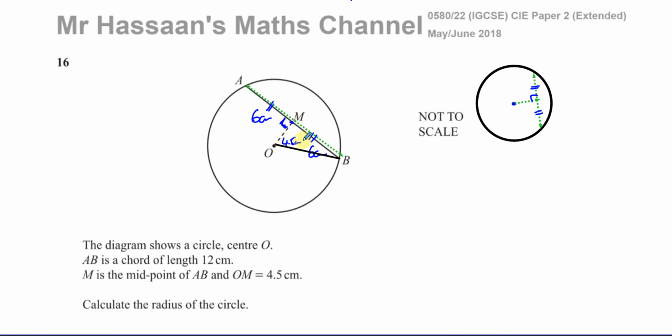So we have basically a right angle triangle that looks like this. Just draw it freehand. I know this is 4.5, and I know that this is 6 centimeters here. Let me just make it a bit clearer. So that's 6 there, and that's 4.5 here. That's the right angle, and this is the radius, which is what we're trying to find.